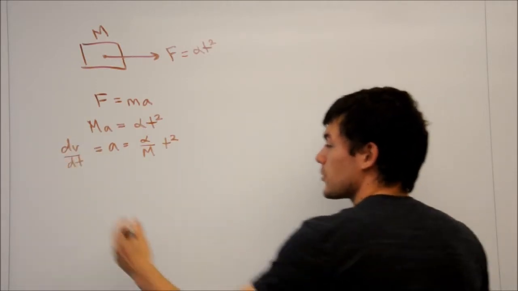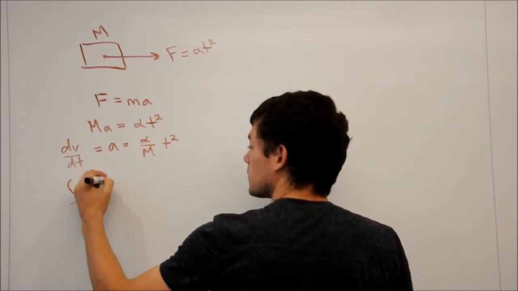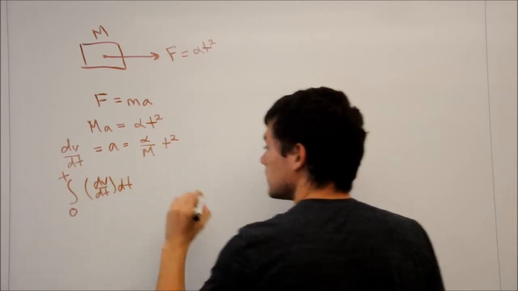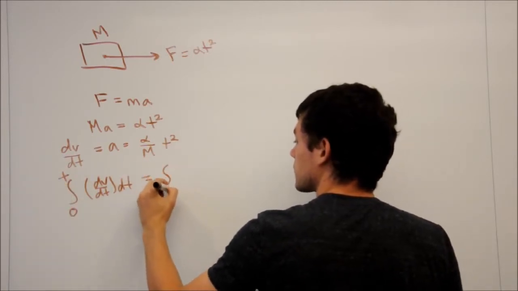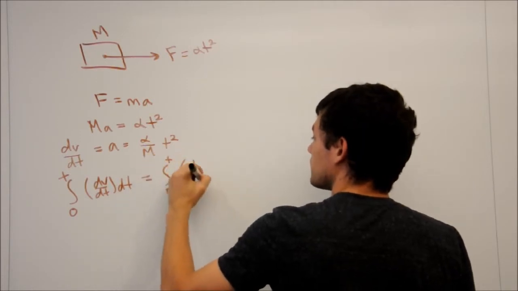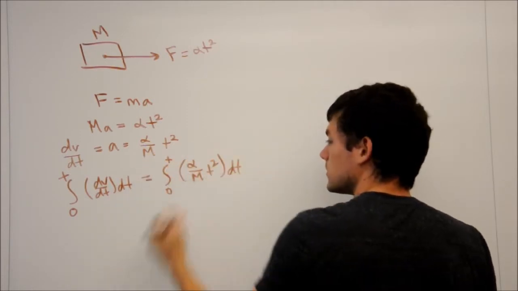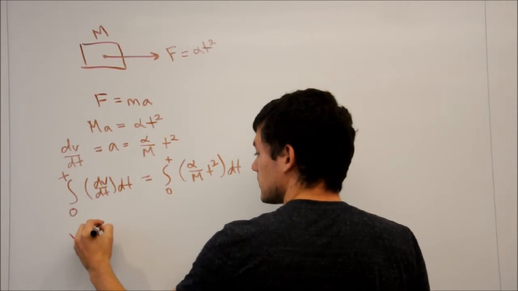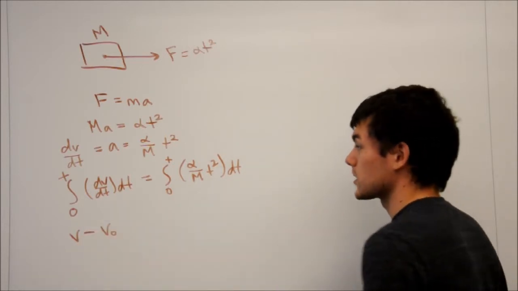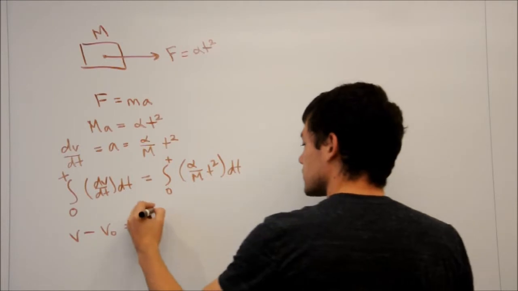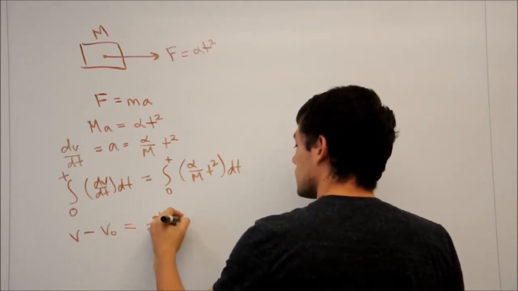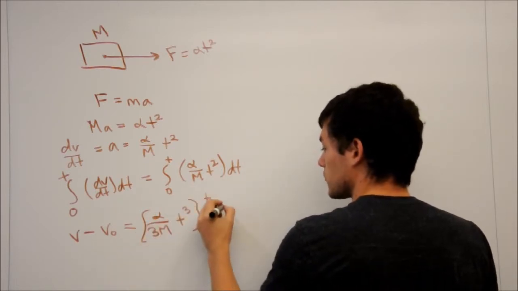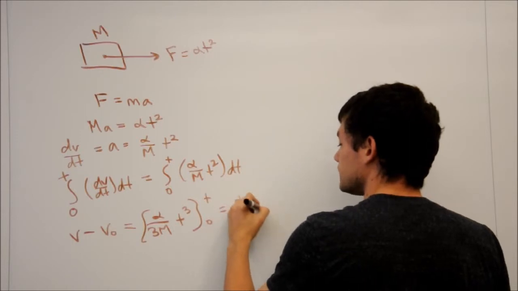And so now what we can do is take the integral of dv dt from time 0 to time t, and that's going to be equal to the integral from 0 to t of alpha over m times t squared dt. Now, when we integrate this, we're going to get v at some time t minus v naught, the initial velocity, which we're given. And that's going to be equal to alpha over 3m times t cubed, evaluated from 0 to t, which is just going to be alpha over 3m times t cubed.